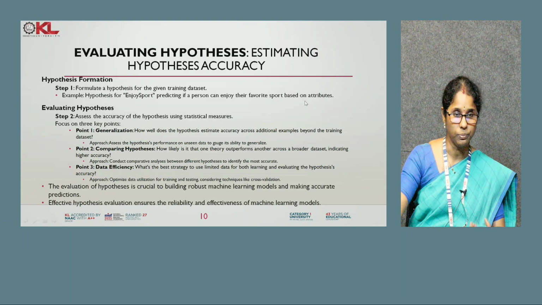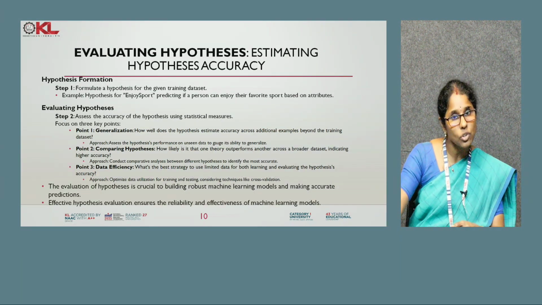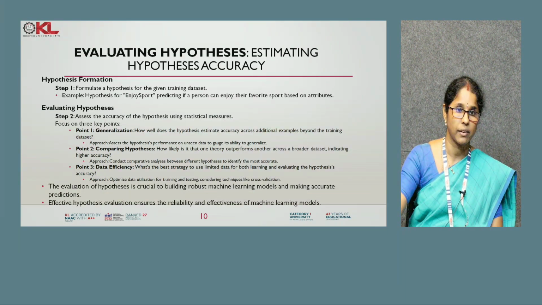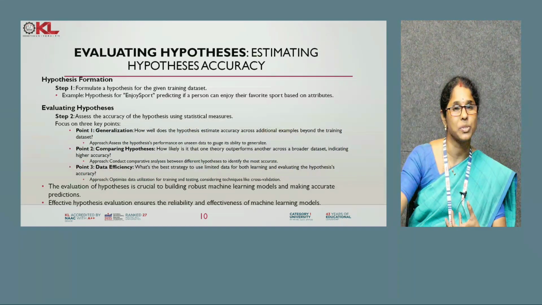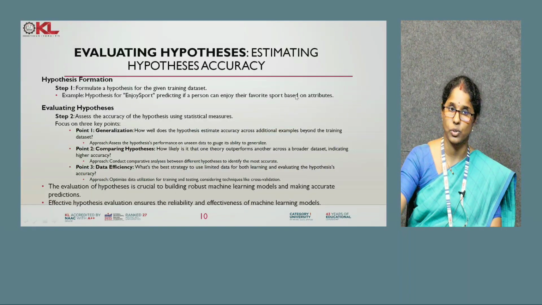For example, if you are checking with a particular data set of sports, you have to decide whether a person enjoys the sport or not, right? So in order to decide, first you check the attributes. Based on that, you come to a particular conclusion and you predict it. So the hypothesis for Enjoy Sport, predicting if a person can enjoy their favorite sport based on the attributes, is a good example that you can work with.